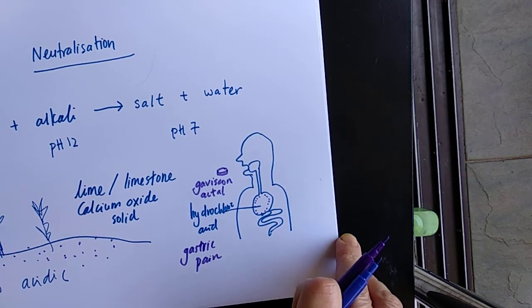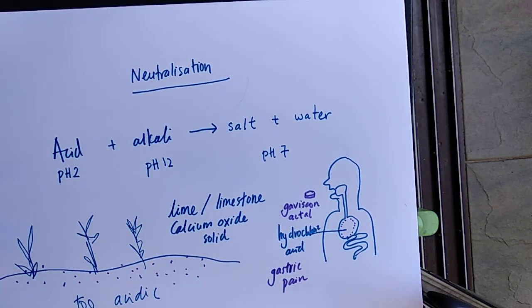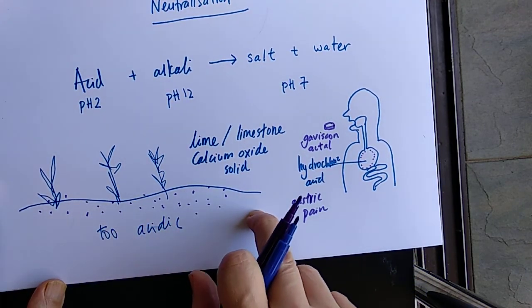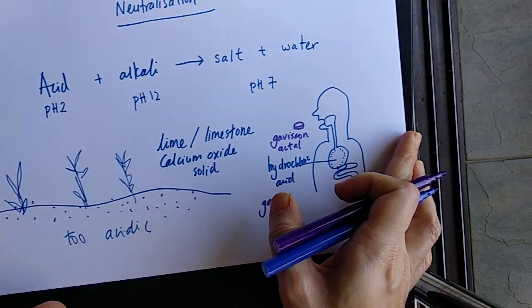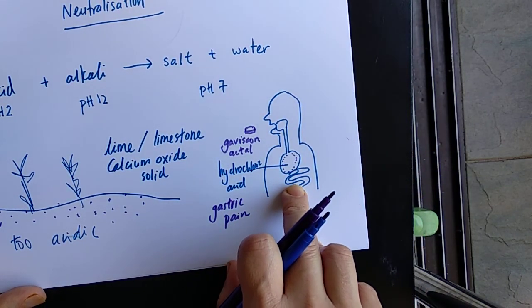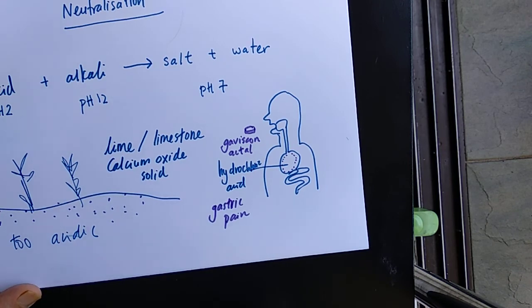So neutralization is basically taking an acid and neutralizing it with an alkali to form something that is neutral, to form salt and water. So where do we use it? We use it in the soil, if the soil is too acidic. We also use it for people who are suffering from too much acid in their stomachs, and they take tablets to help neutralize the excess acids.